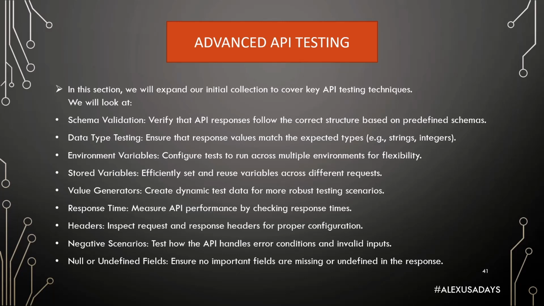Then we will do some data type testing, so ensure that response values match the expected types, strings versus integers, and so on. Then we will do environment variables, so configure a test to run across multiple environments for flexibility. We will also look at store variables, so we can efficiently set and reuse variables across different requests. We will look at value generator, so create dynamic test data for more robust testing scenarios. We will verify response time for the API responses.